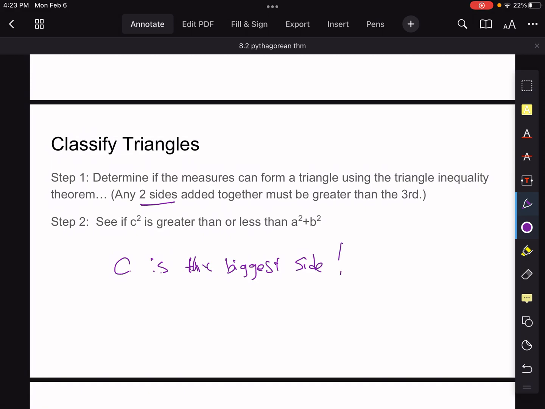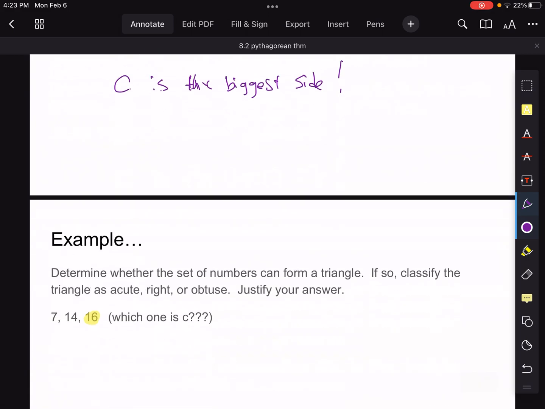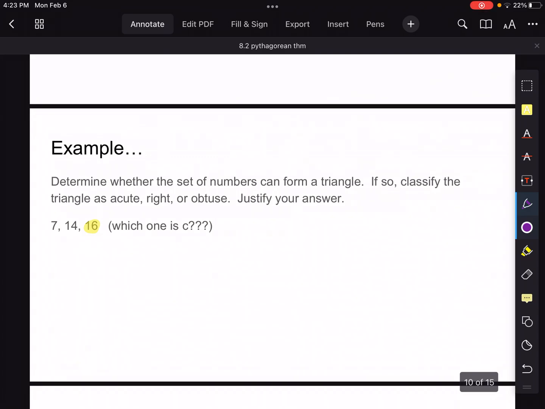All right, so always keep that in mind when you're testing this. Okay, so here's an example. We have 7, 14, and 16. Notice I highlighted 16 because that is the largest one, so that is the c. And it says, first of all, determine whether the set of numbers can form a triangle.